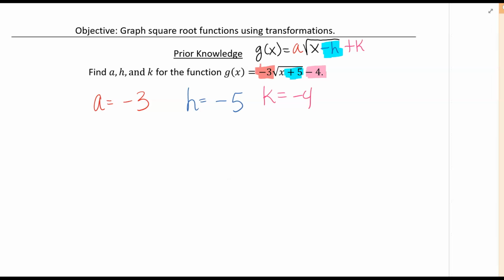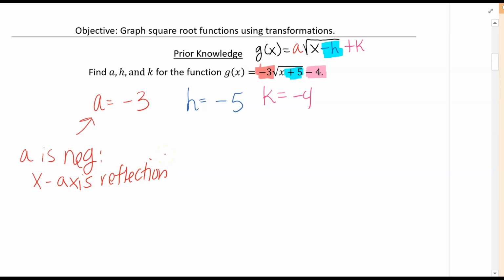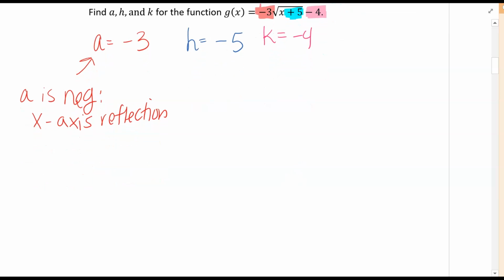So the A value tells you if it's a vertical stretch or compression. And then it tells you if there's an x-axis reflection, like if it flips. Do you guys remember when there's an x-axis reflection? When it's negative. Good. So if A is negative, then we have an x-axis reflection. And then the absolute value of A, I meant to do absolute value of A.